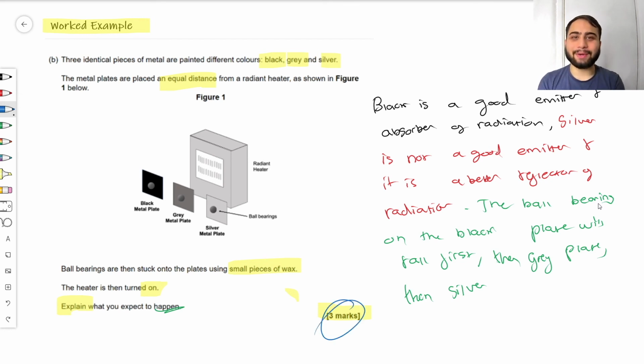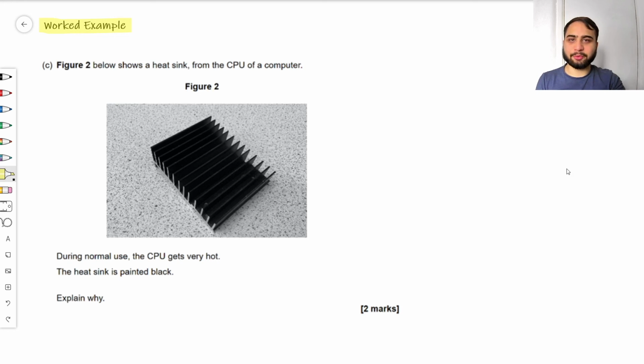If you got that, well done. Now let's have a look at this worked example. Here we have figure 2 showing a heat sink from a CPU of a computer. During normal use, the CPU gets very hot. The heat sink is painted black. Explain why. Now remember, it's 2 marks. As always, we're highlighting all of our keywords. Now, you might be wondering, I don't know what a CPU is. You don't need to know what a CPU is, because here, all you need to understand is what a heat sink is. And if you've never heard the word before, let's try and work it out.